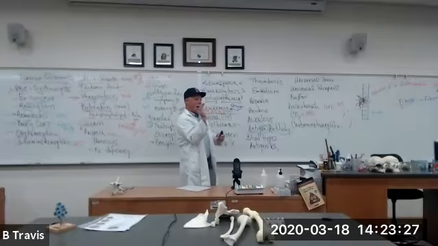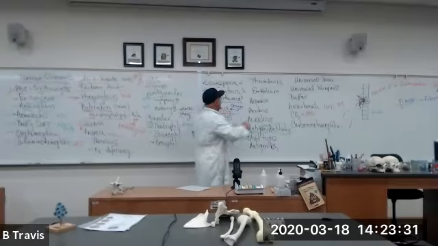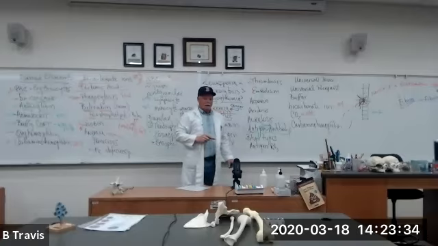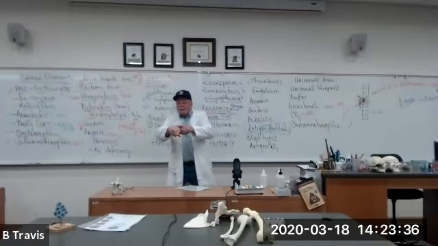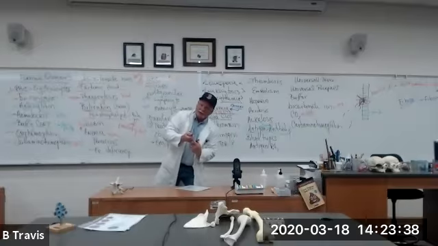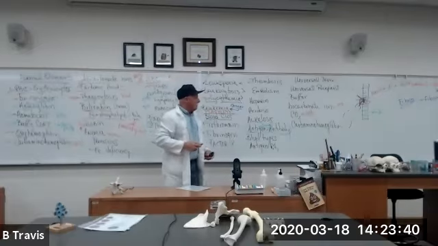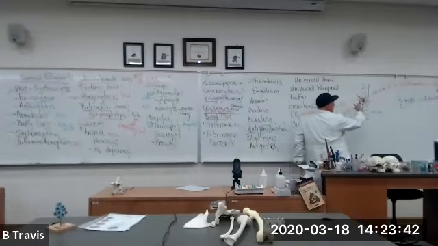A scab on the inside of a blood vessel, because that's where the blood's coming from, is called a thrombosis. So picture it as a scab on your skin, a scab inside your blood vessel, called a thrombosis. This is a thrombosis.